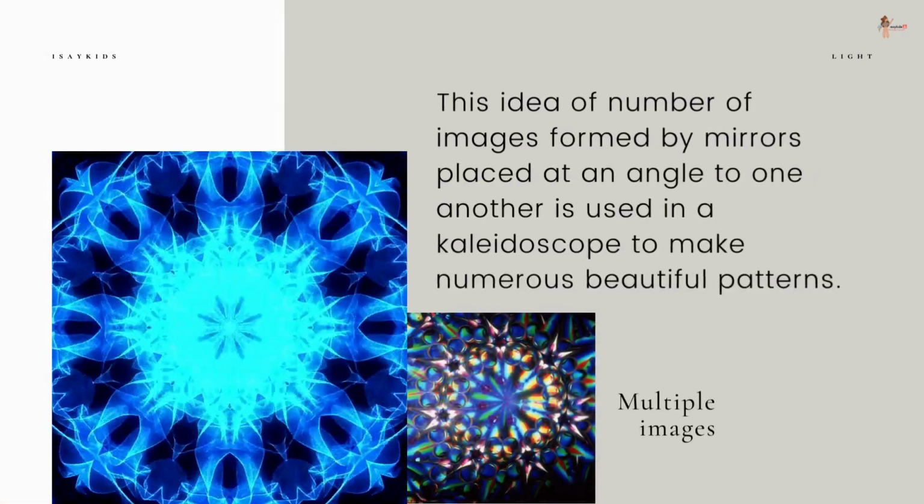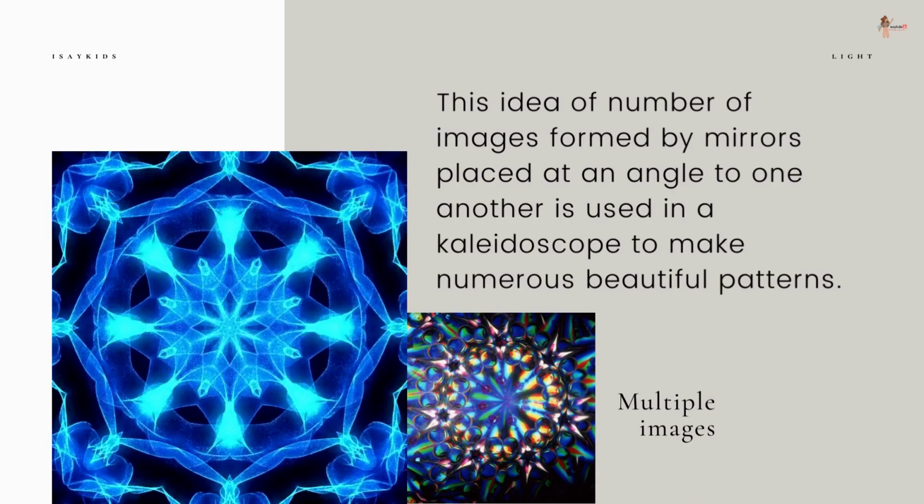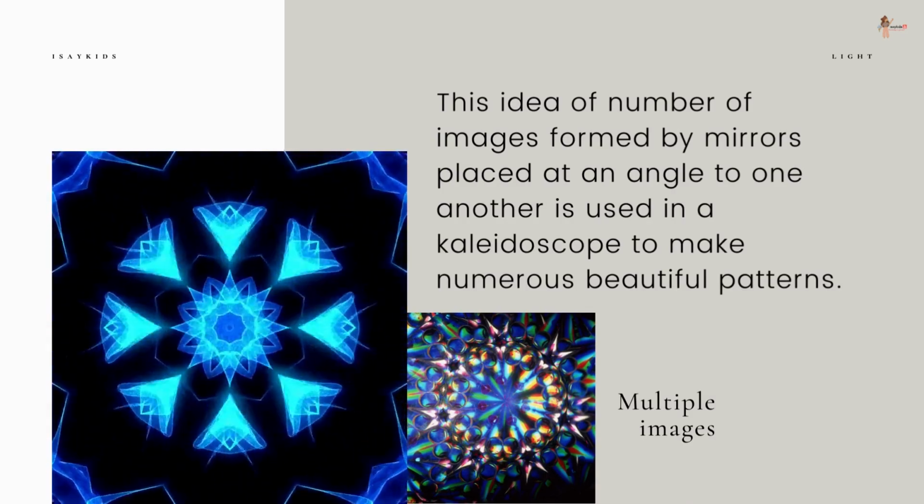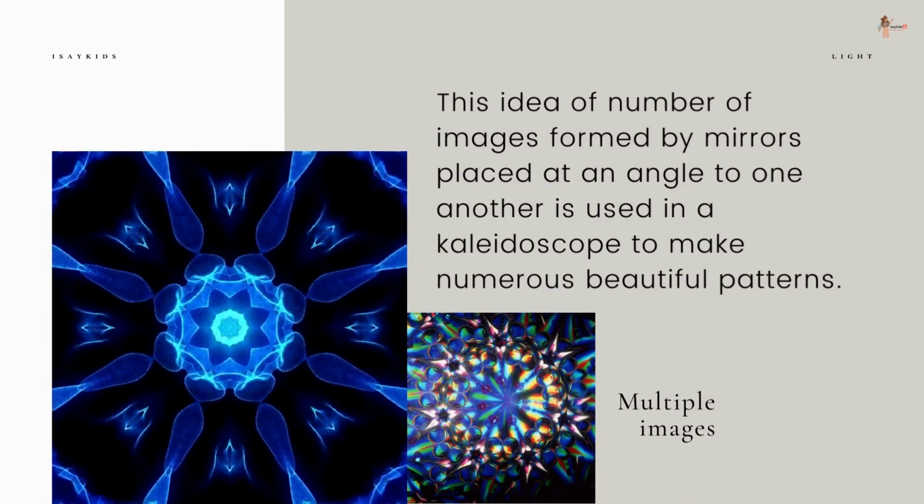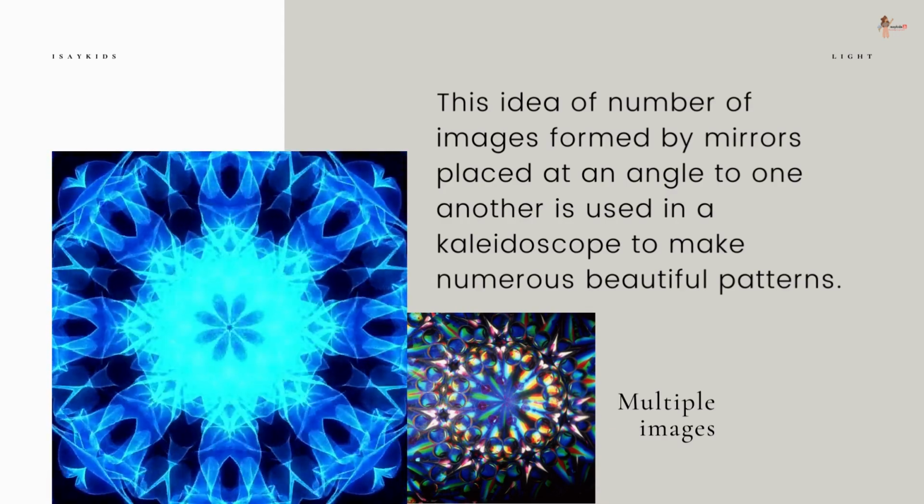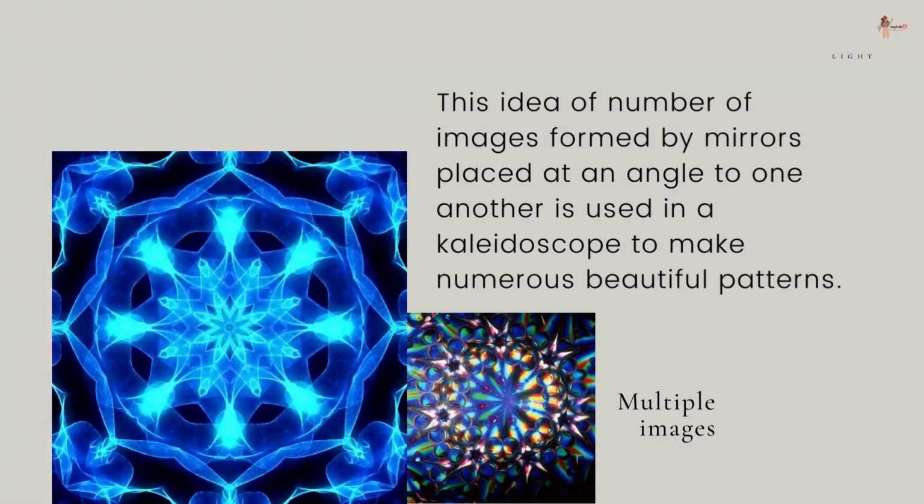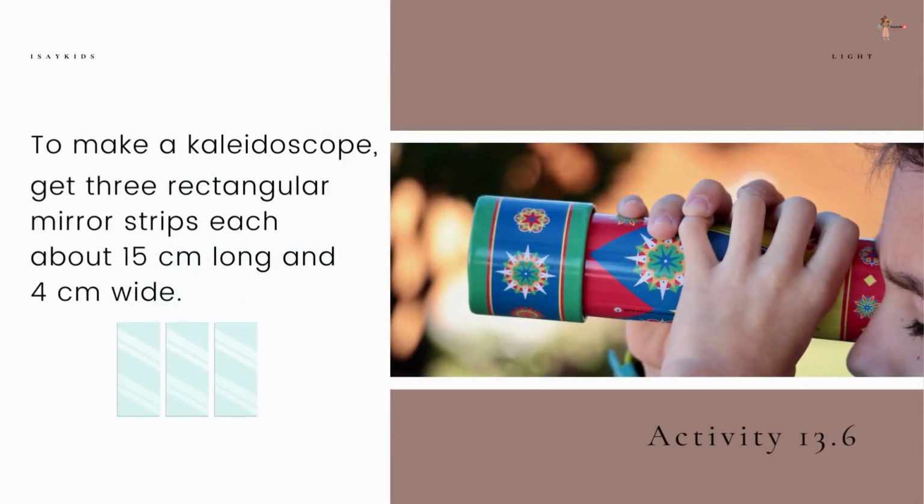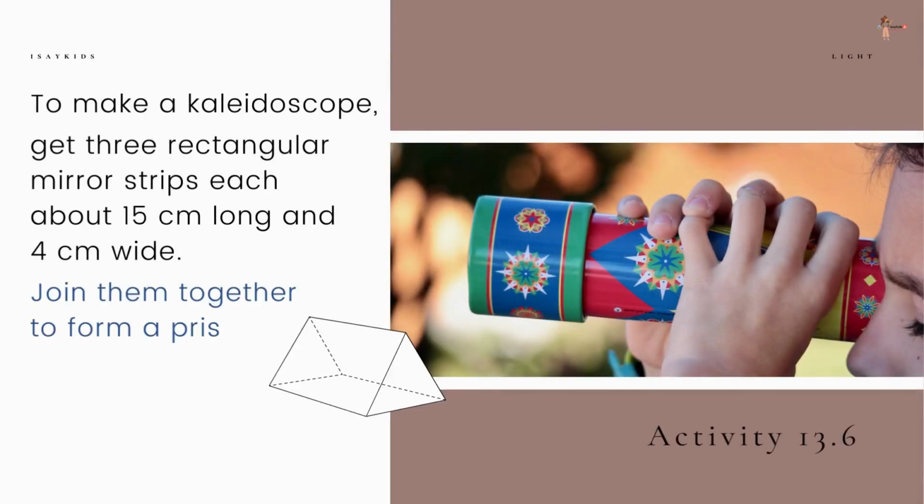This idea of number of images formed by mirrors placed at an angle to one another is used in kaleidoscope to make numerous beautiful patterns. Let's try to make a kaleidoscope. To make a kaleidoscope, get three rectangular mirror strips, each about 15 centimeter long and 4 centimeter wide. Join them together to form a prism.